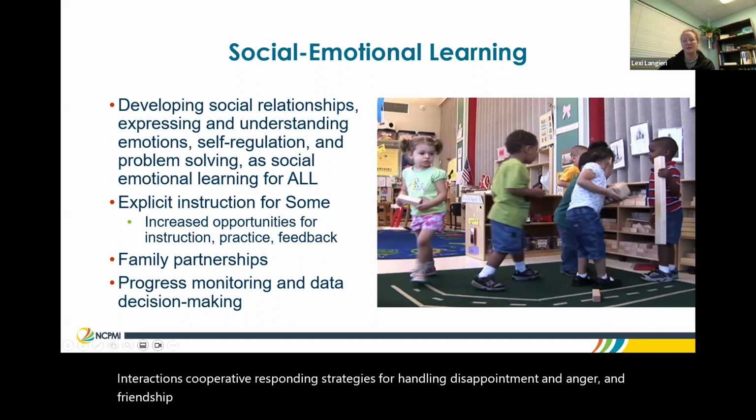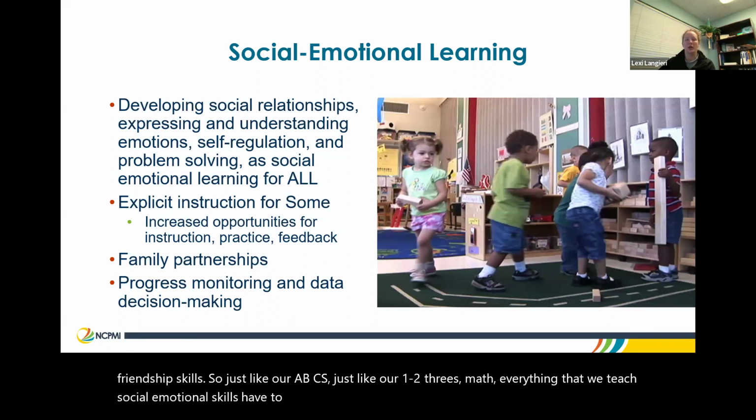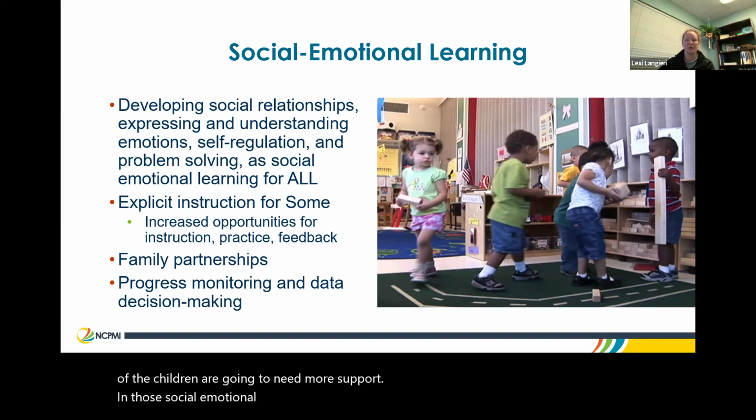So, just like our ABCs, just like our one, two, threes, math, everything that we teach, social emotional skills have to be very intentionally taught. And just like our academics, some of the children are going to need more support in those social emotional skills.